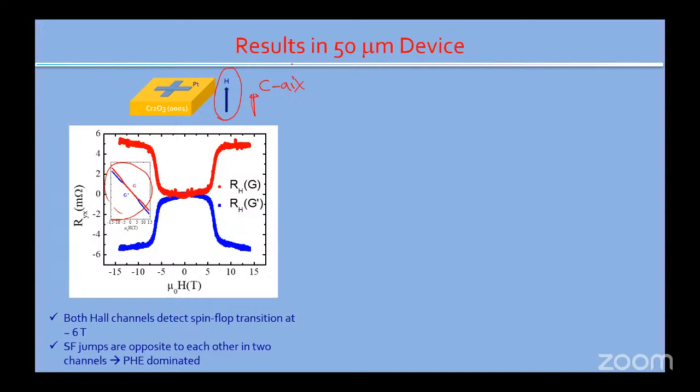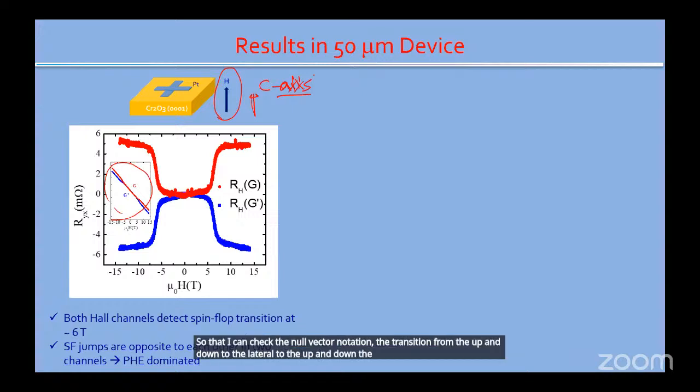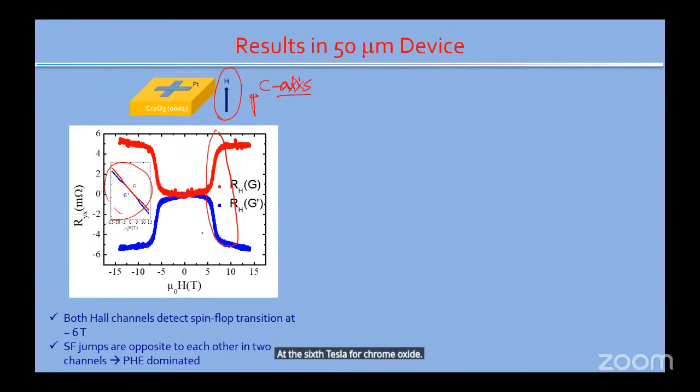So I induce, sorry, along the C-axis. I'm using this field to induce a spin flop so that I can check the Néel vector rotation, right? The transition from the up and down to the lateral, to the horizontal. So this transition is the spin flop transition at 6 Tesla for chromium oxide at low temperature.